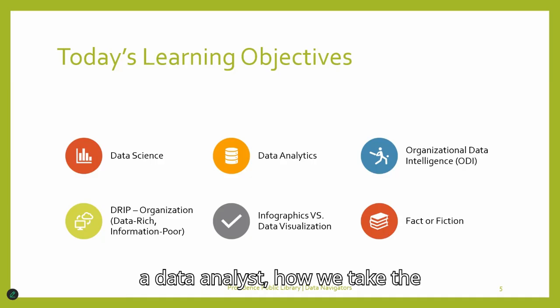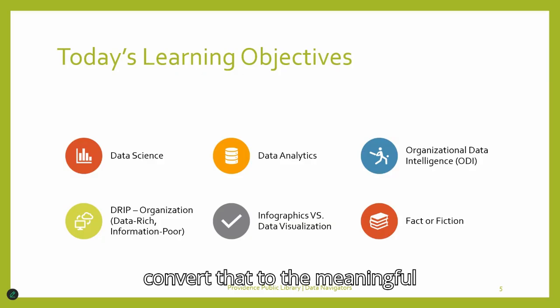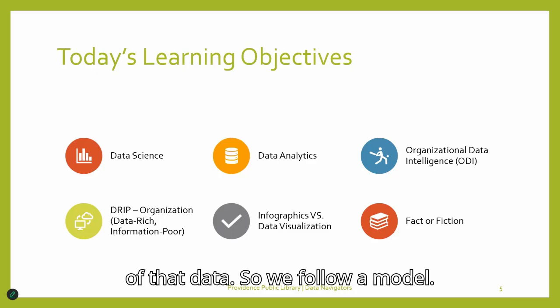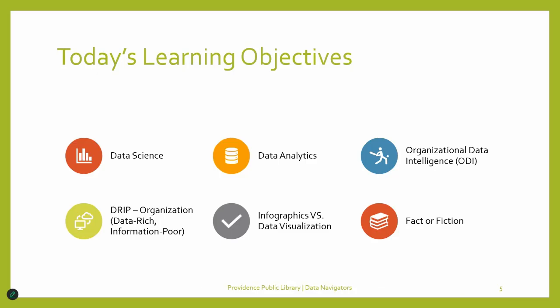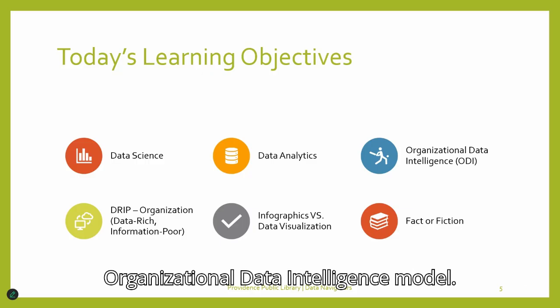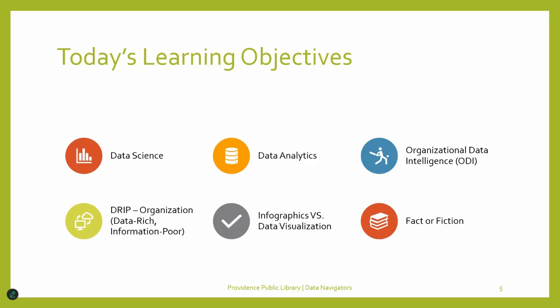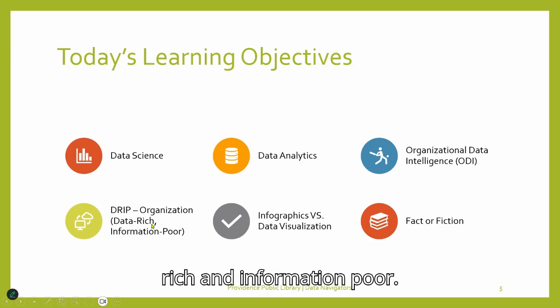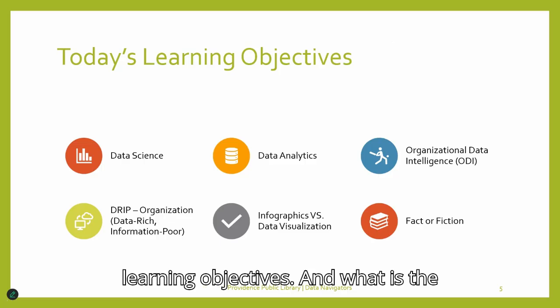As a data analyst, we take the raw data and convert it to meaningful information, and get some insights out of that data. So we follow a model. That model is called the ODI model, organizational data intelligence model. And then, what is a DRIP organization, which means data rich and information poor. So we talk about that today as a learning objective.